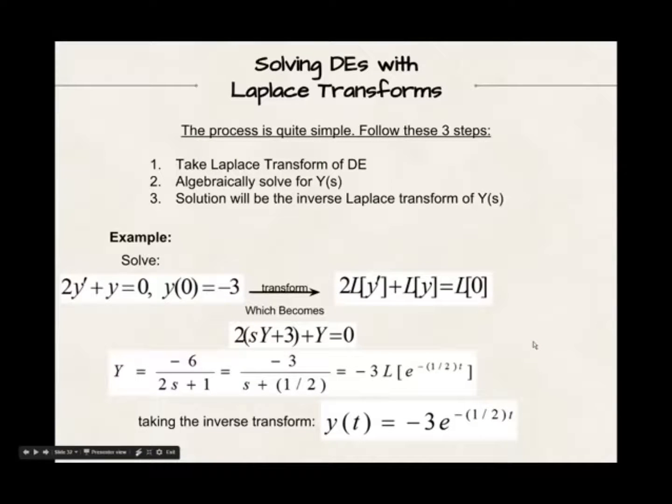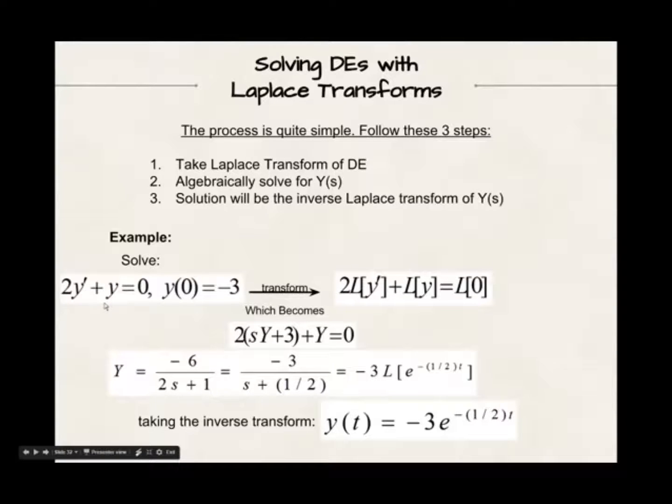We can solve differential equations using Laplace transforms. The process is quite simple. You follow these three easy steps. You take the Laplace transform of the differential equation, algebraically solve for the big Y of s. The solution will be the inverse Laplace transformation of big Y of s.